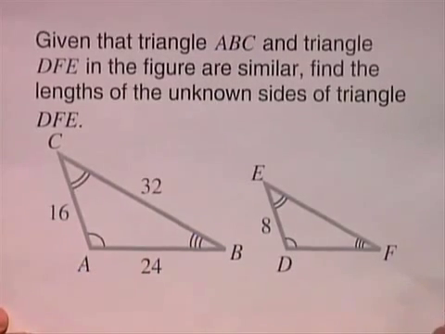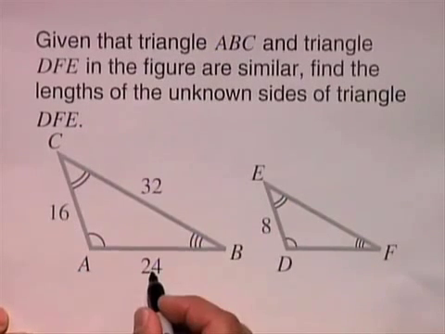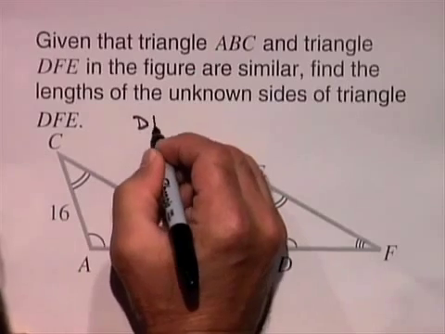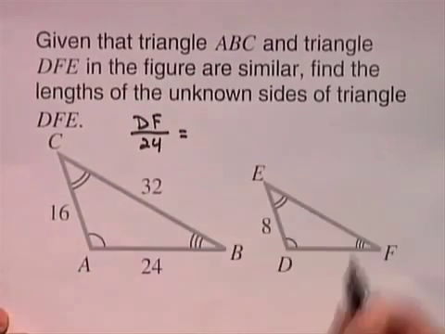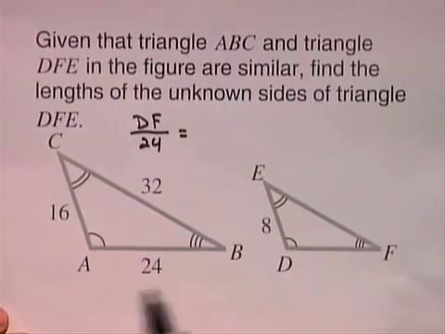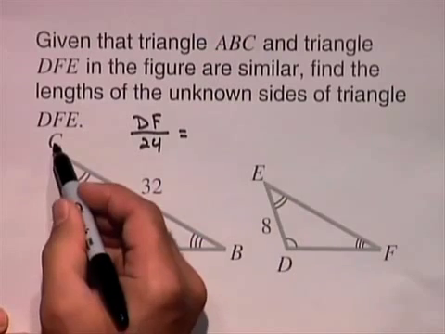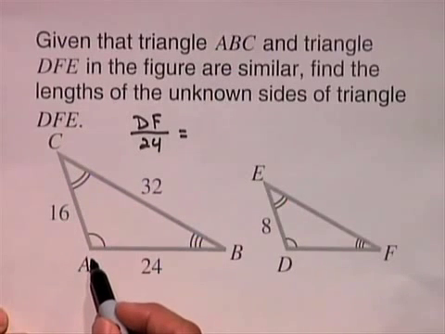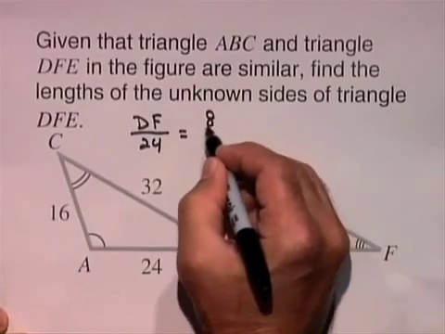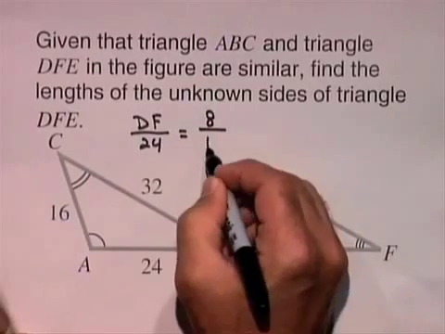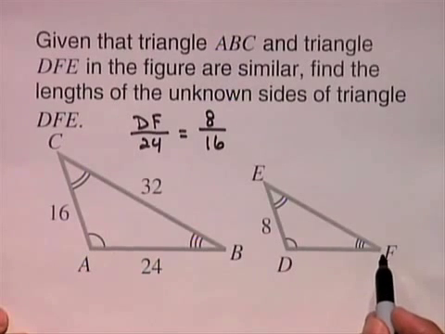And so therefore we can set up a proportion where we compare DF to 24. So let's do that. DF over 24. And that would be equal to, and now we can take this side DE that corresponds to this side AC and say that it's equal to 8 over 16. That will allow us to solve the length of DF.